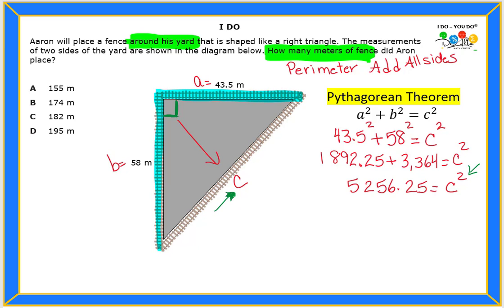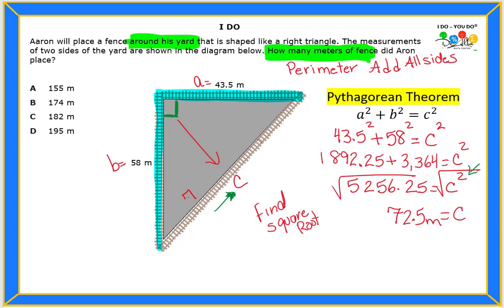So what do I need to do next? Well, we got to find the square root on both sides. Okay, so this is the last step. Find the square root. Okay, so once I find the square root, I will get C equals 72.5, and the measurements are meters, so I'm going to write down M. So that's my missing side, right? So let's go to the picture and let's write it down. So this is equals to 72.5 meters.